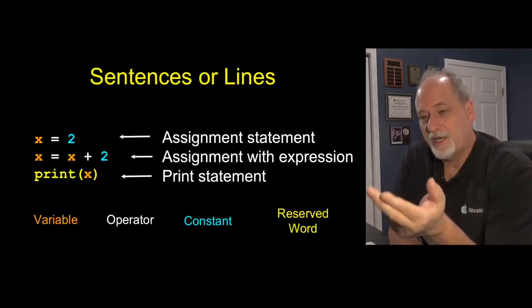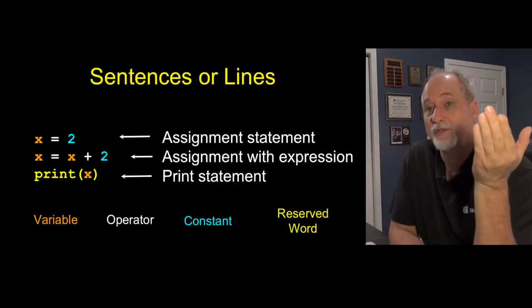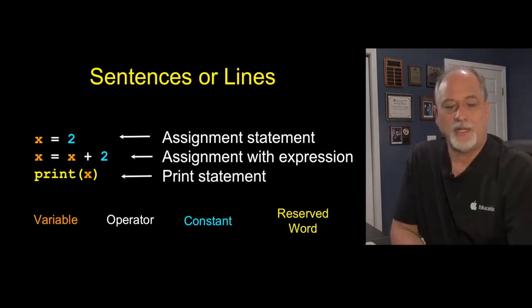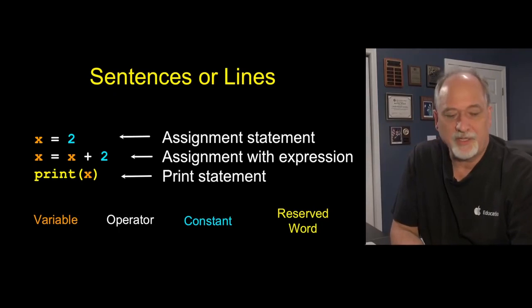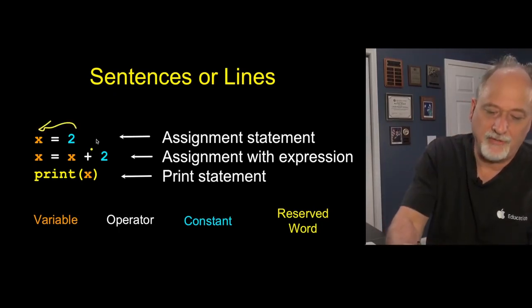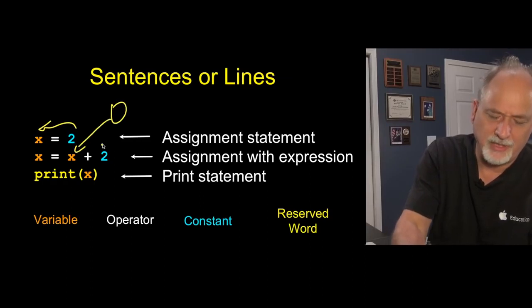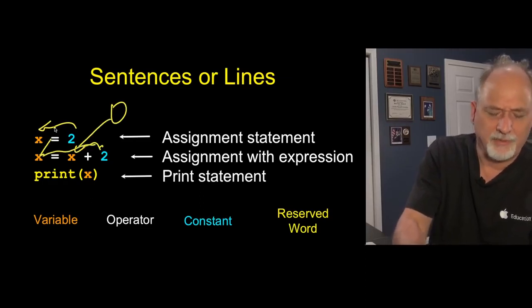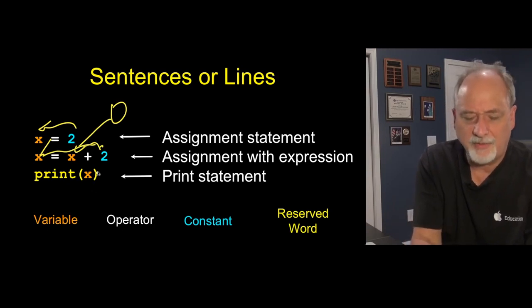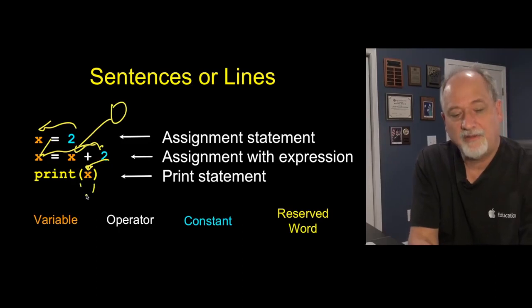So we've talked about constants, reserved words, and variables. Here we have a sentence, like we've already done some of these things, where we set x equals 2, we retrieve the old value of x and add 2 to it, so that becomes 4, and then we print 4 out. Print is a built-in function, and we pass in whatever we want to print out. So this parentheses is part of a function call.